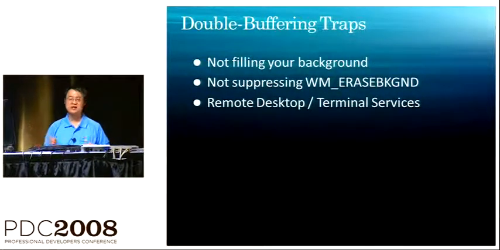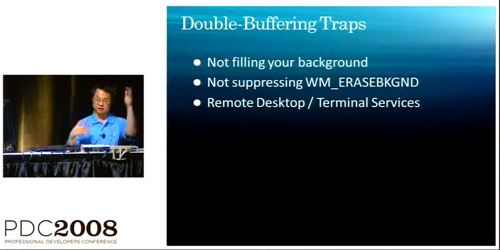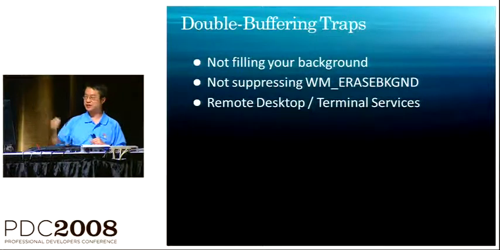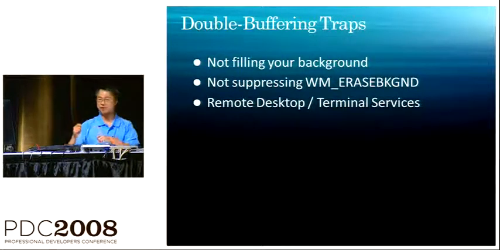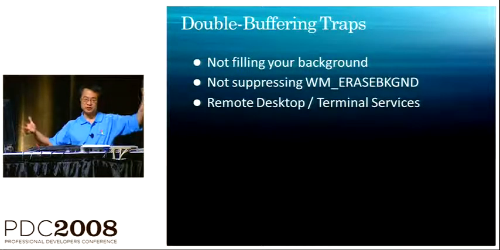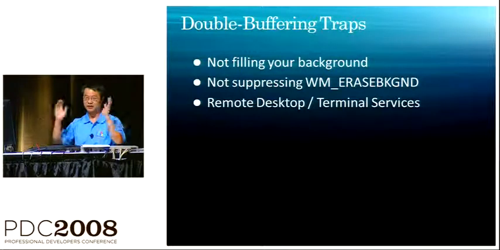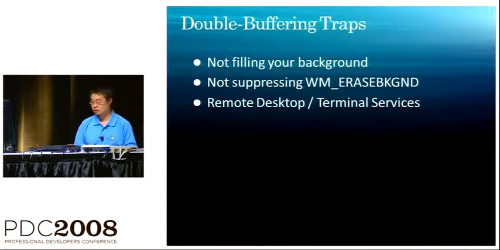Here's a summary of some of the traps that you run into when you're playing with double buffering. You forget to fill your background, you get the black background. You don't suppress WM_ERASEBKGND, then you get the flicker on your background when the background draws during erase background. And of course, you have to worry about remote desktop or terminal services. You don't want to do this on very large bitmaps because then you're throwing very large bitmaps over a potentially slow network connection.